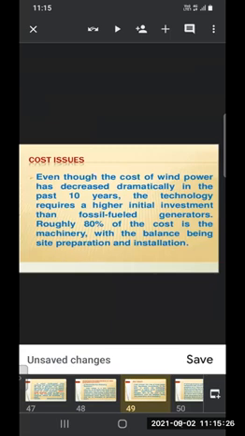Roughly 80% of the cost is machinery, with the balance being site preparation and installation. So where is 80% of the cost? In machinery, with the balance being site preparation and installation.